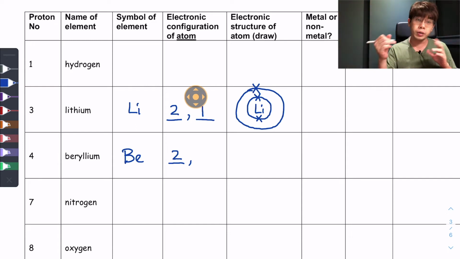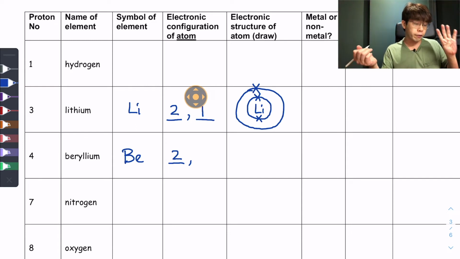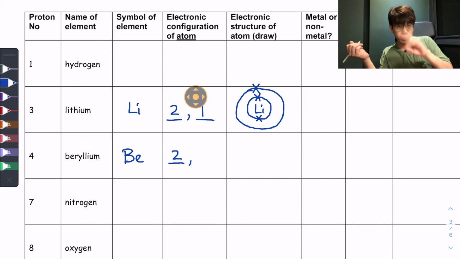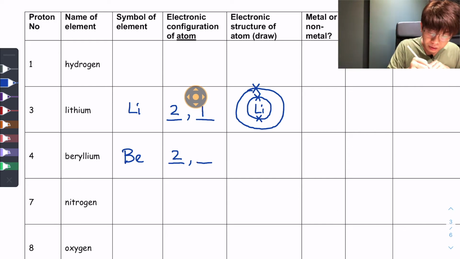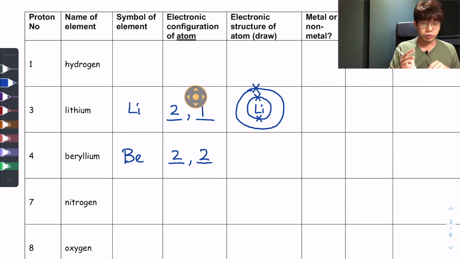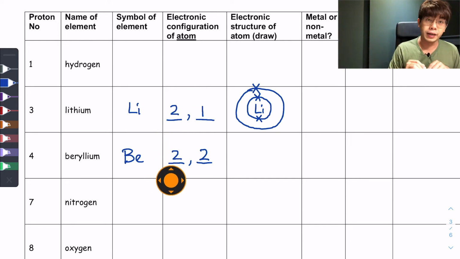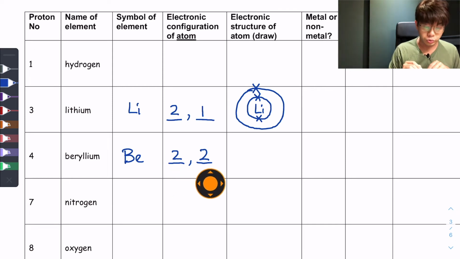So how many more electrons do we have? Total I have 4 electrons. So I have 2 electrons in the first shell. The second shell I need to have 2 electrons. So second shell also 2 electrons. So the electronic configuration of beryllium, we pronounce it as 2.2.